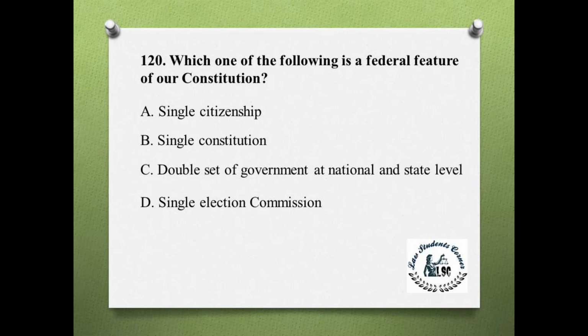Option A, single citizenship. Option B, single constitution. Option C, double set of government at national and state level. Option D, single election commission. Correct answer is option C, double set of government at national and state level.